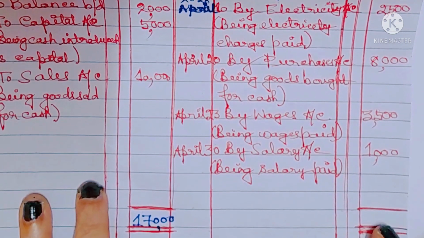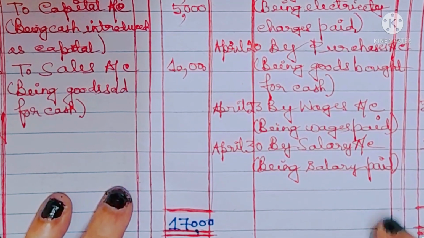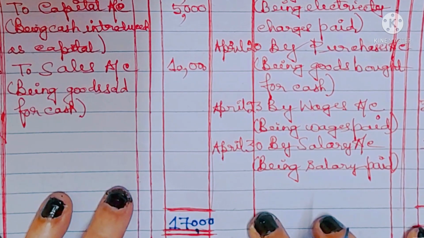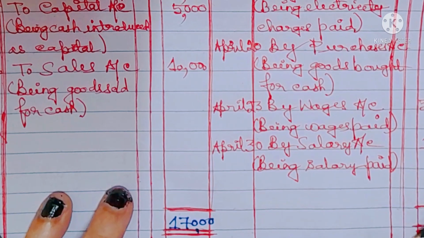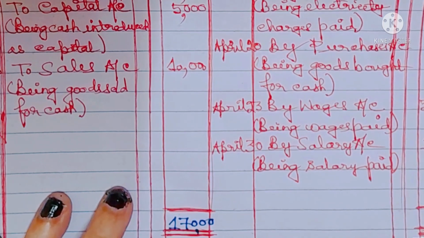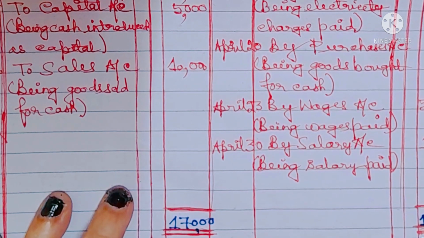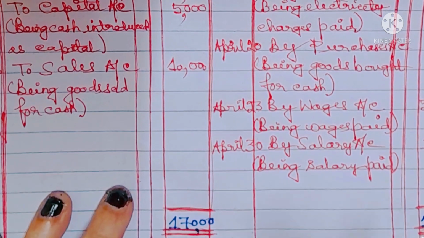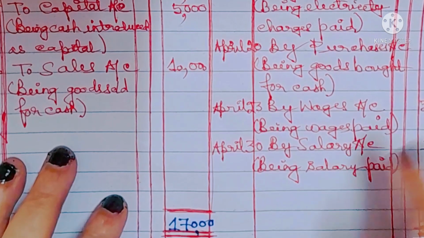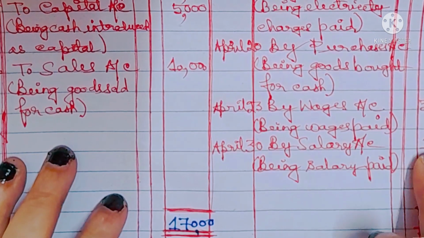But can we write 15,000? No. The rule is whichever is greater. Since the total of debit column is 17,000 and the total of credit column is 15,000, so which one will we write? We will write 17,000. Why? This is the rule. Whichever side is bigger, we will write its total on both sides. But there is a shortfall on the credit side. So we have to balance the credit side.